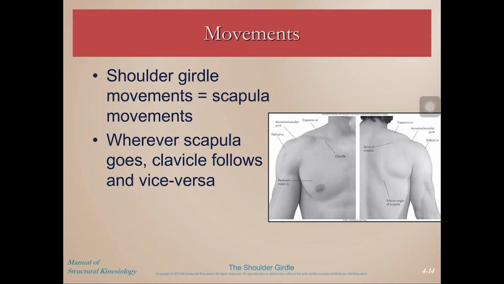Now, shoulder girdle movements is the same thing as saying scapula movements. So wherever the scapula goes, the clavicle will follow, and vice versa. Here on this picture, we see a really good example of how to palpate for this surface anatomy.